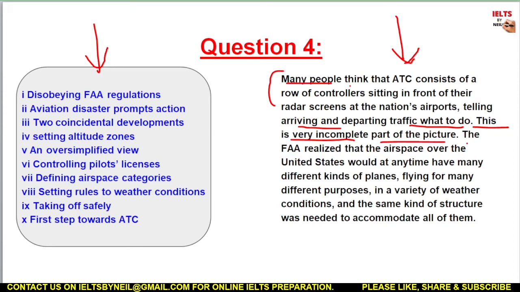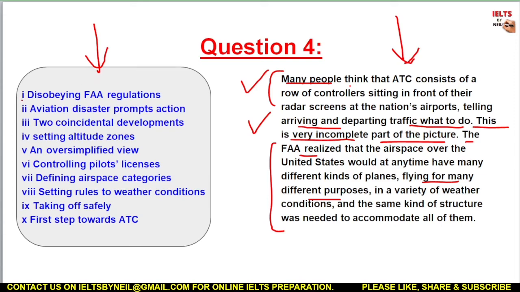Now the FAA realized that the airspace over the United States would at any time have many different kinds of planes flying for many different purposes. So the FAA has realized that there are many planes for many purposes, so it's not an easy job to do, right? People think it's an easy job, but it's not, because this is a very simplified view that they have given. Because the FAA realized that the airspace has a lot of action happening, the people working for ATC have to be really, really careful.